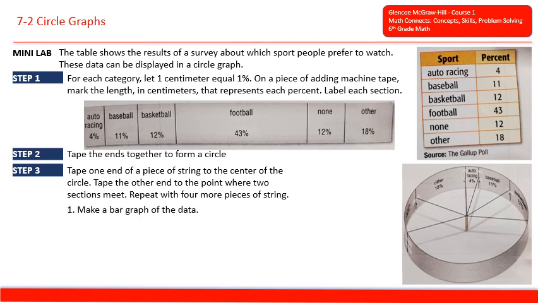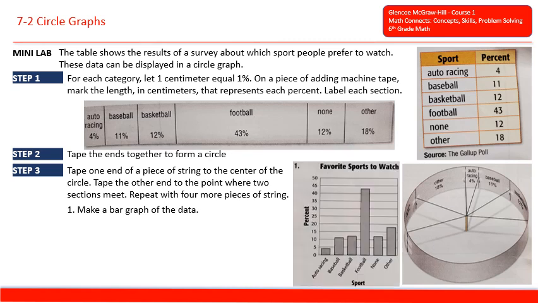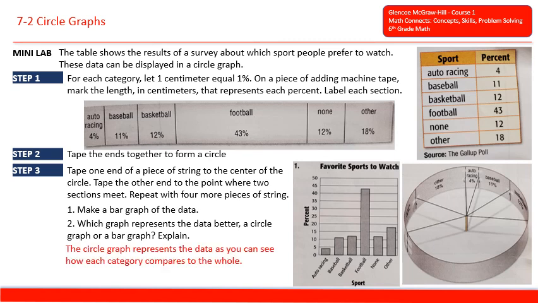So now let's make a bar graph of the data. There's our bar graph, and it's right next to our circle graph. Which graph represents the data better, a circle graph or a bar graph? And then explain. So the circle graph represents the data better, as you can see how much each category compares to the whole. So all they're saying is if you look at football, 43%, that's the bottom section of the circle, right? And that kind of gives you a better comparison versus the other ones.